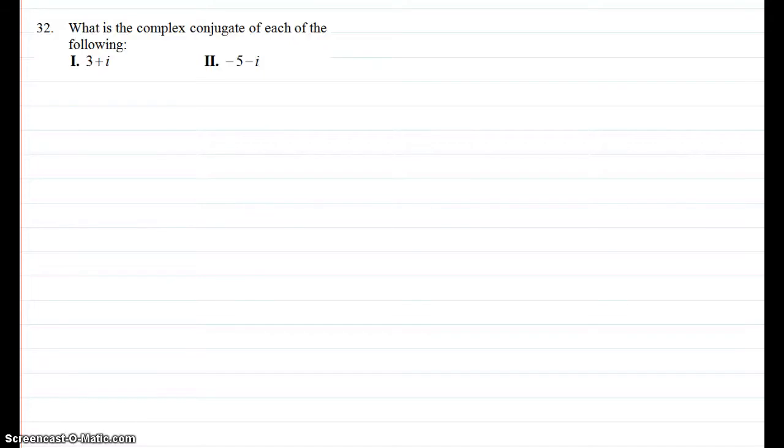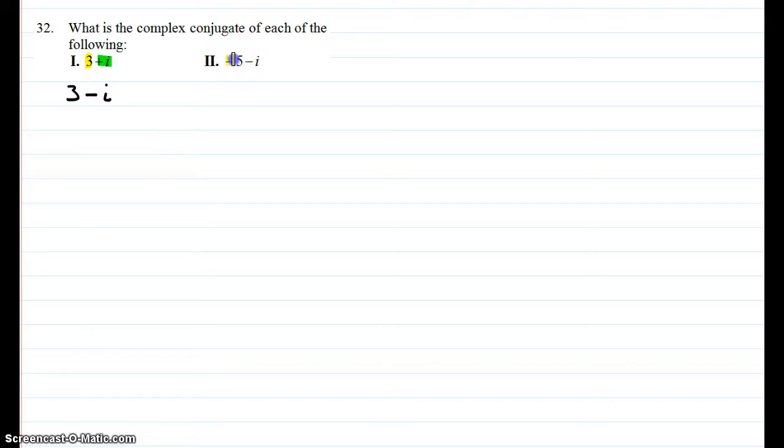For 32, what is the complex conjugate of each of the following? So the complex conjugate is going to, the first number stays the same, and the second, we take the opposite. So the 3 stays the same, and the opposite of positive I is just a minus I. So the complex conjugate of 3 plus I is 3 minus I.